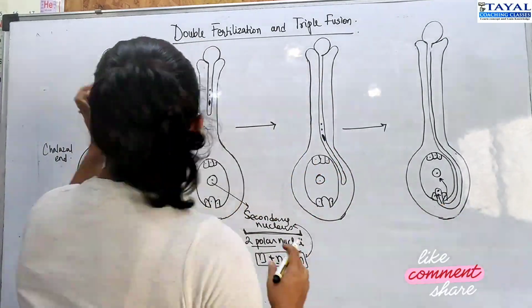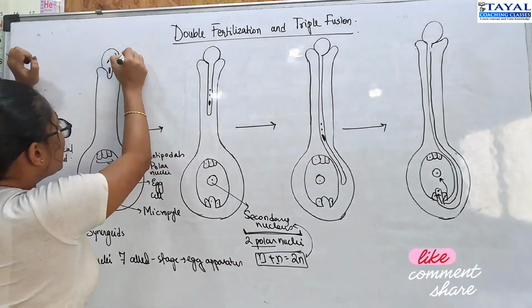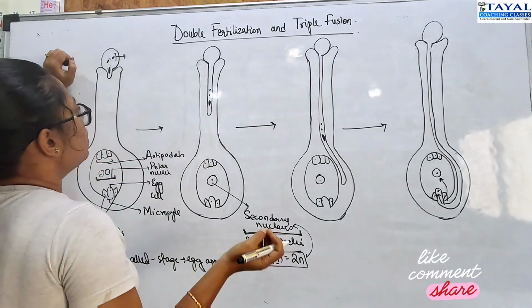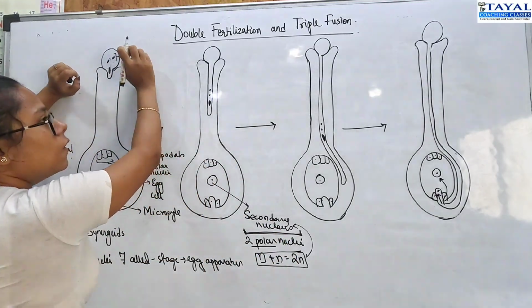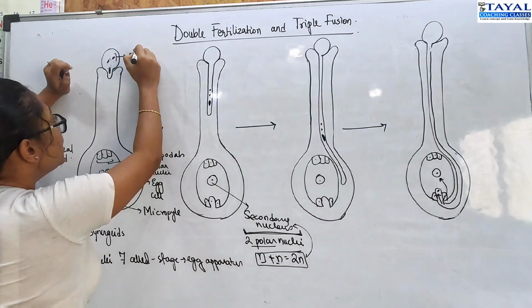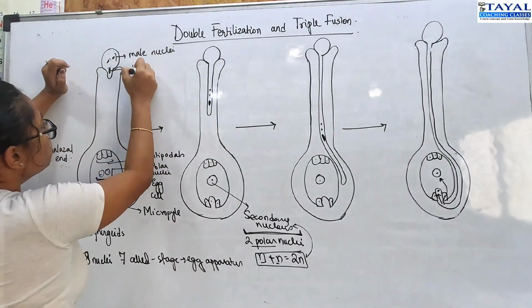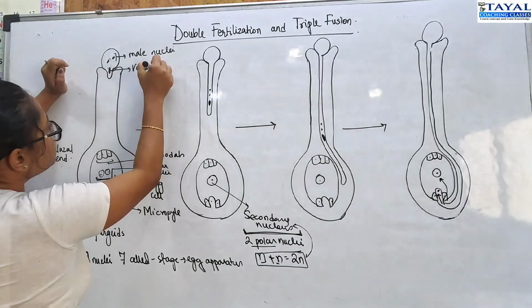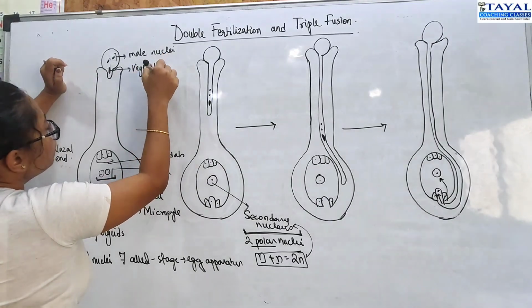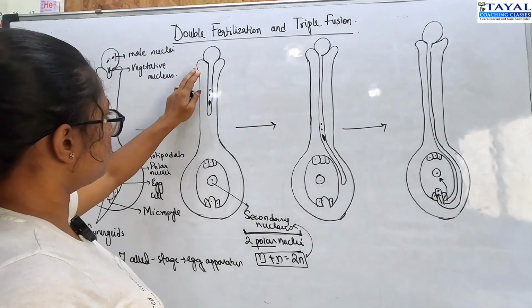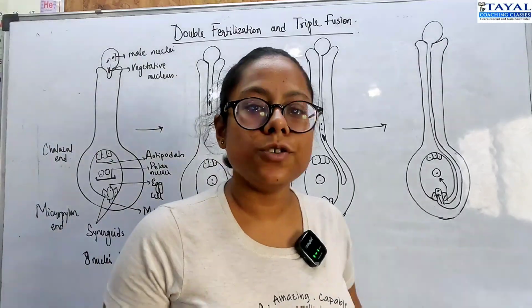Right? When the pollen falls, the pollen has one generative nucleus which then splits into two male nuclei and one vegetative nucleus. The vegetative nucleus starts to give rise to something which we know as the pollen tube.